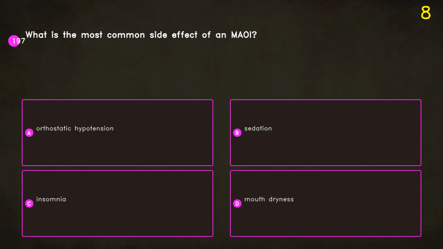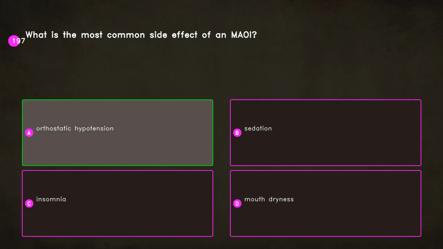Question 197. What is the most common side effect of an MAOI? A. Orthostatic hypotension, B. Sedation, C. Insomnia, D. Mouth dryness. The correct answer is orthostatic hypotension.